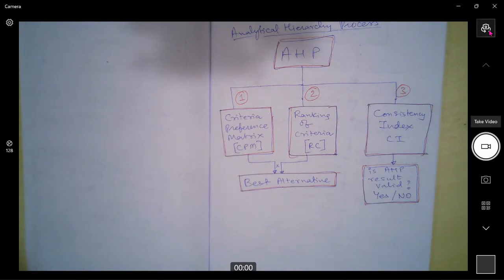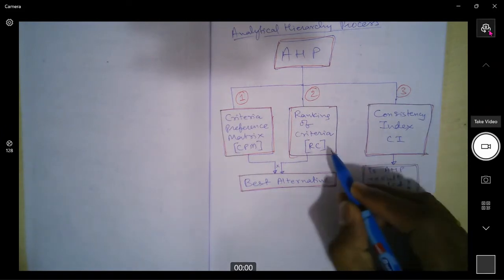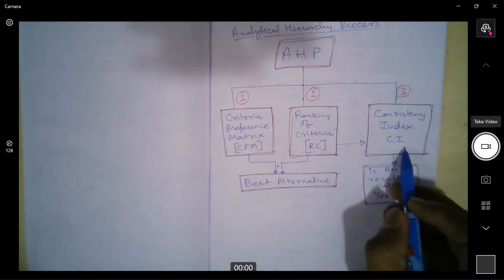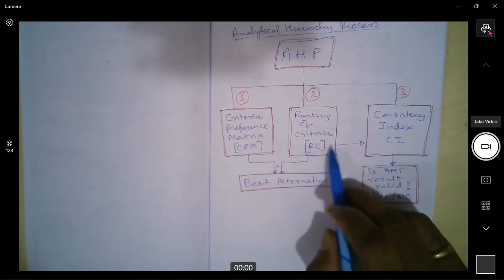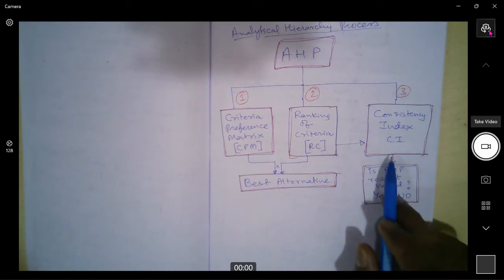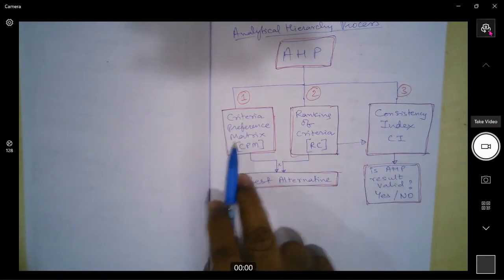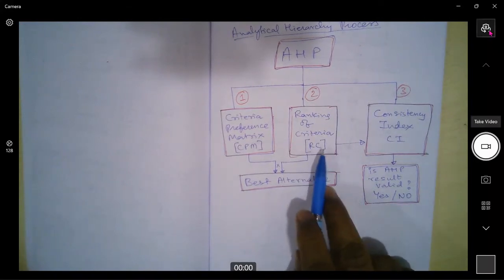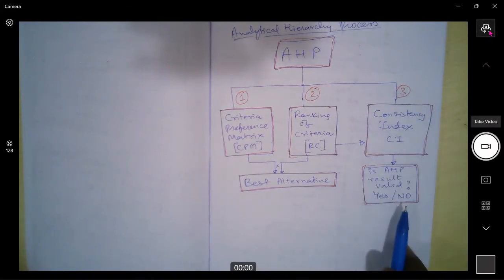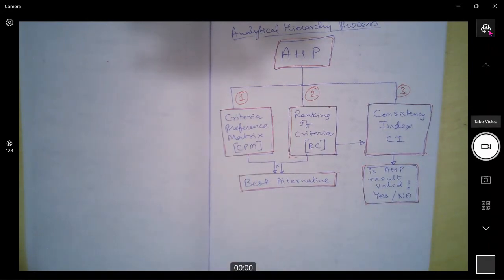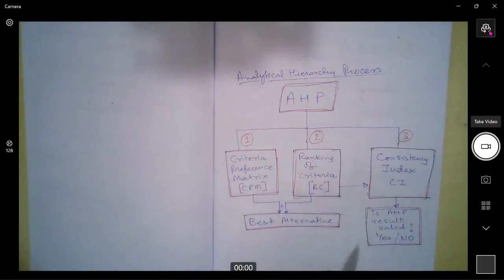But there is one small problem. The problem is this RC value, whatever is there, that is utilized in the CI. So without this RC value, you cannot calculate the consistency index. So therefore, okay, forget about the one. At least two you have to do. After process two is completed, then you can go to process three. And here, if it says yes, then you come to process one. Okay, so I hope this diagram you understood.